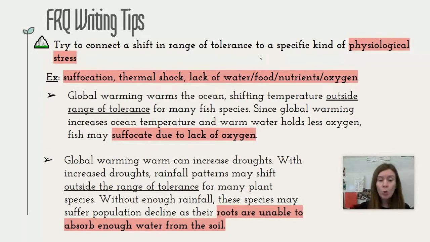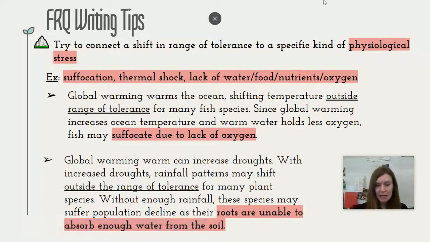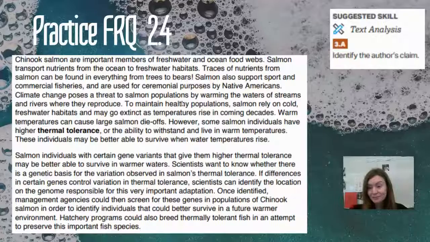Here's another example. Global warming can increase droughts. With increased droughts, rainfall patterns may shift outside the range of tolerance. Notice the theme here. What does it keep saying? Oh, that's right, outside the range of tolerance. For many plant species, without enough rainfall, these species may suffer population decline as their roots are unable to absorb enough water from the soil. See that? So instead of suffocate due to lack of oxygen, roots are unable to absorb enough water, and then they die. Okay, so let's do this practice FRQ.